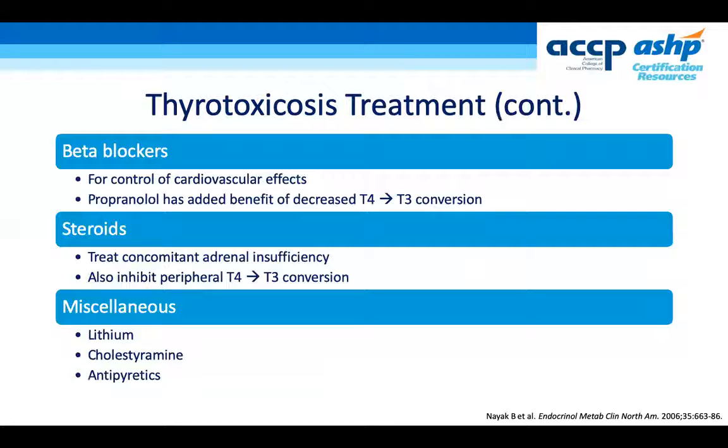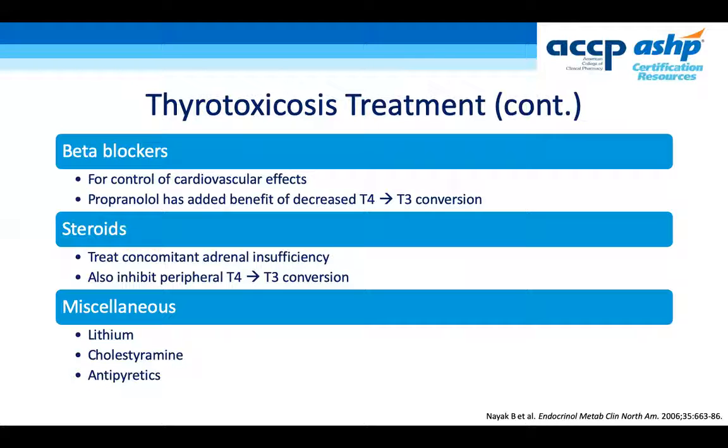Other mainstays of treatment for thyrotoxicosis, so we give beta blockers in these patients as well. Both for control of cardiovascular effects, since these patients do tend to be quite tachycardic, they can be in atrial fibrillation. But some of our beta blockers do also have the added benefit of decreasing your T4 to T3 conversion as well. So it may be helpful from that standpoint as well. Which beta blocker you want to use just really depends on physician comfort and what makes sense with that patient at the moment.